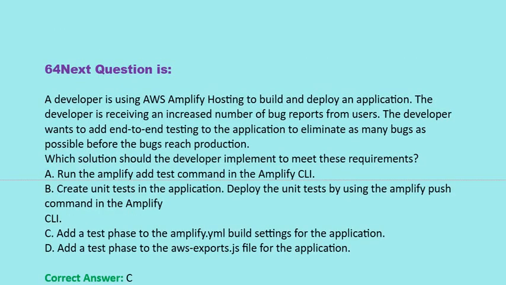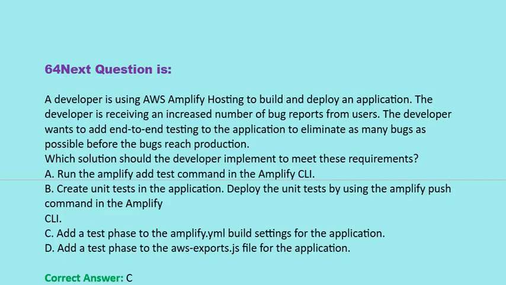Question is a developer is using AWS Amplify Hosting to build and deploy an application. The developer is receiving an increased number of bug reports from users. The developer wants to add end-to-end testing to the application to eliminate as many bugs as possible before the bugs reach production. Which solution should the developer implement to meet these requirements?